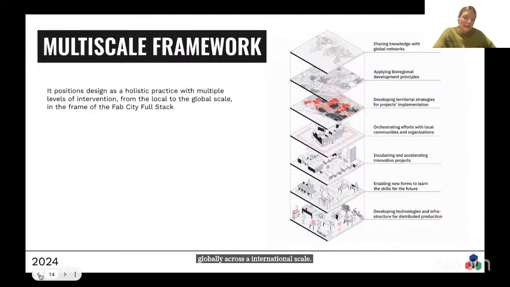So the bottom layer of this framework that we use in the Fab City Global Initiative, and is stewarded by the Fab City Foundation, this is the Fab City full stack. The bottom layer, on the very bottom, is what we call a Fab Lab. So this is the infrastructure, the capacity to make certain digital fabrication processes.